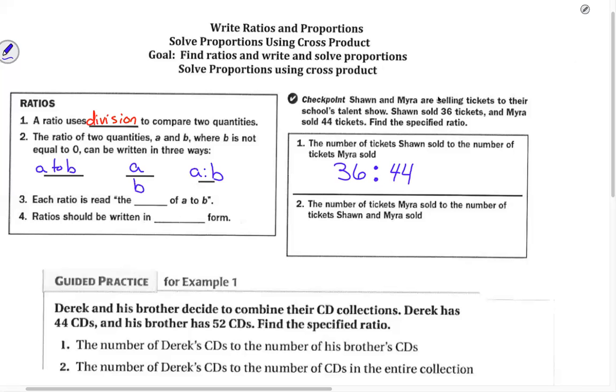Can somebody else give me an equivalent ratio? 44 to 36. No, because that reverses it. That would tell me Myra's tickets to Sean's. So you got to keep it in this order. What if I said 18 to 22? How did I get to that? I divided by 2, it's half, right? Is there another one?